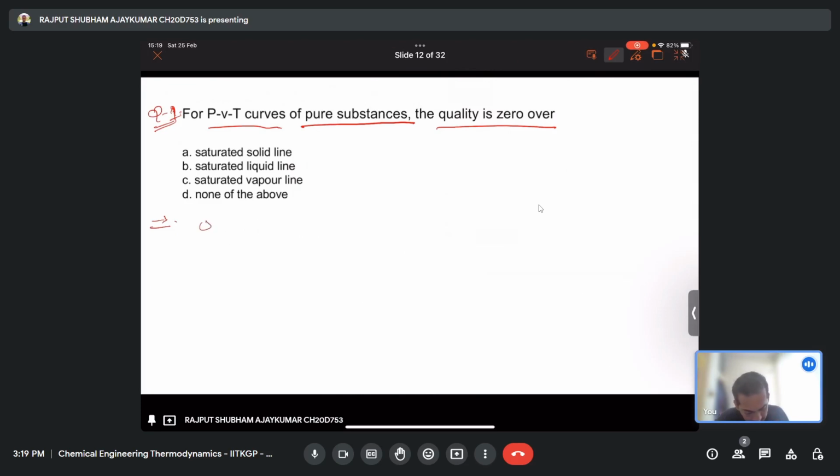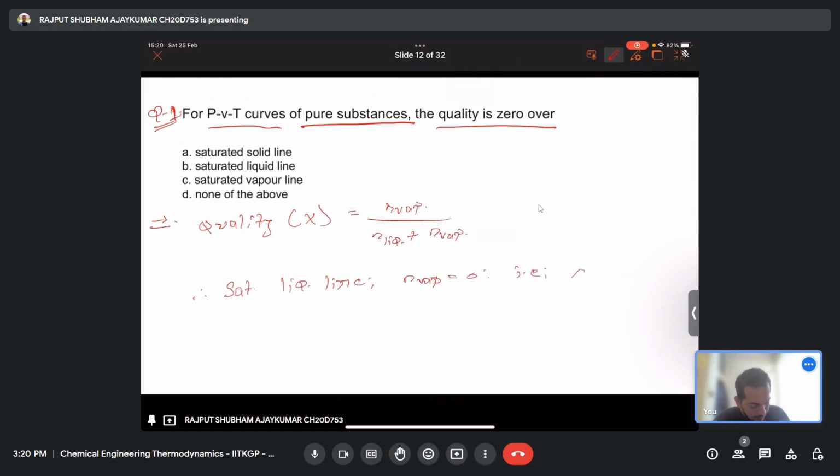So suppose the quality is X, which is equal to the number of moles of vapor divided by the number of moles of liquid plus the number of moles of vapor, and the quality is 0 for a pure substance. So if you say the saturated liquid line, the number of vapors will be 0, that is x equal to 0.